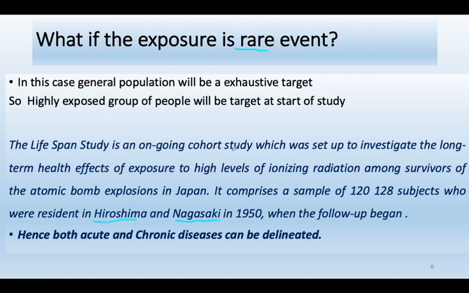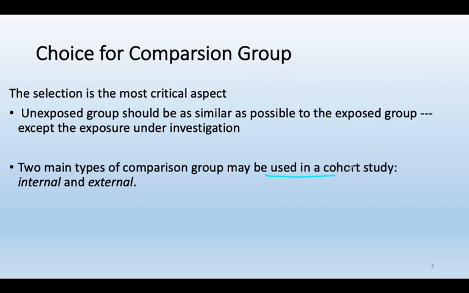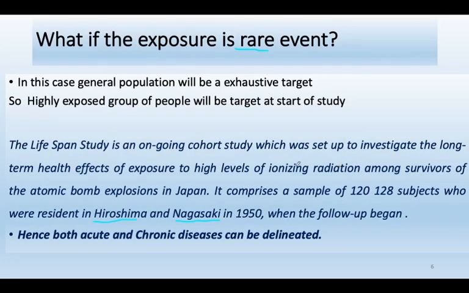Now, the lifespan study is an ongoing cohort study, which was set up to investigate the long-term health effects of exposure to high levels of ionized radiation among the survivors. Now, this is the exposure, and we want to study the association of these ionized radiations with different diseases. So the study includes two interesting parameters. Number one, acute and chronic diseases can be delineated by using the same objective of ionized radiation. So, the exposed group we already have, and we are comparing it with different diseases.